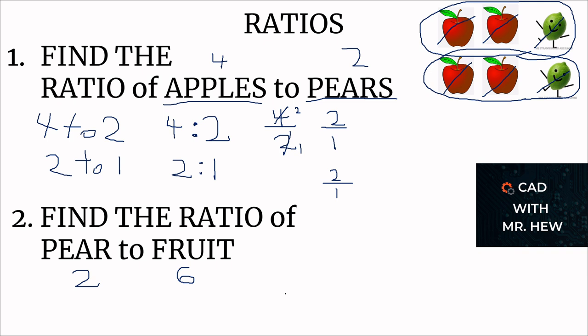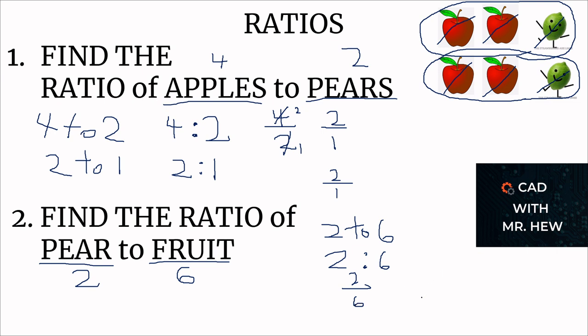And again, order is important in ratios. So we have the pear first and then the fruit. So therefore, this could be written as 2 to 6 or 2 colon 6 or 2 upon 6 as a fraction, right?